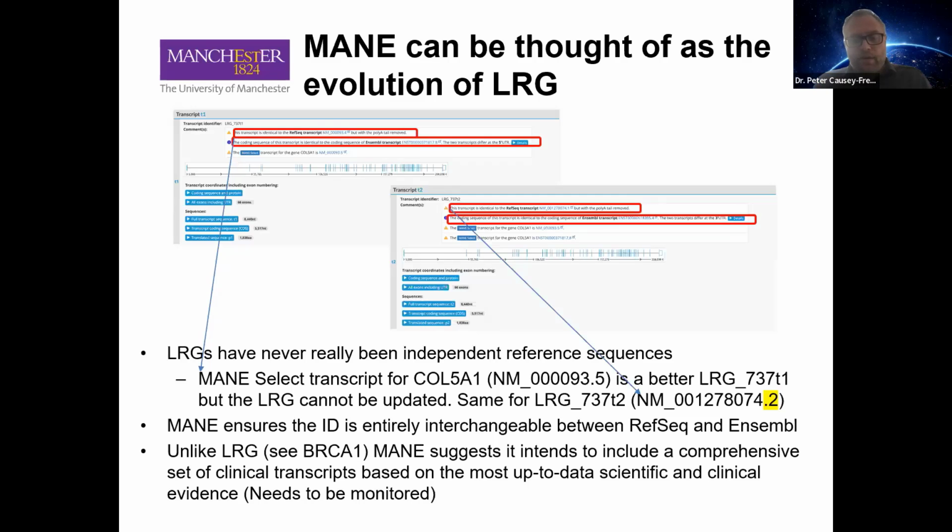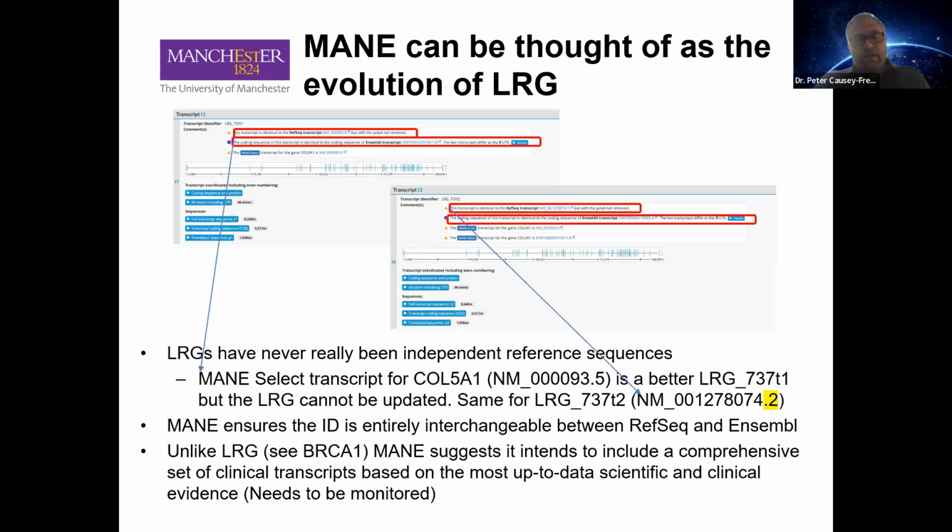The same thing applies to this particular gene's second transcript, 737t2. The upcoming version of the next reference sequence for this gene, which is an alternative transcript, would have made a better t2. It would have been really nice to have that integrated into the LRG, but unfortunately we can't have that because of the way that LRGs were designed.